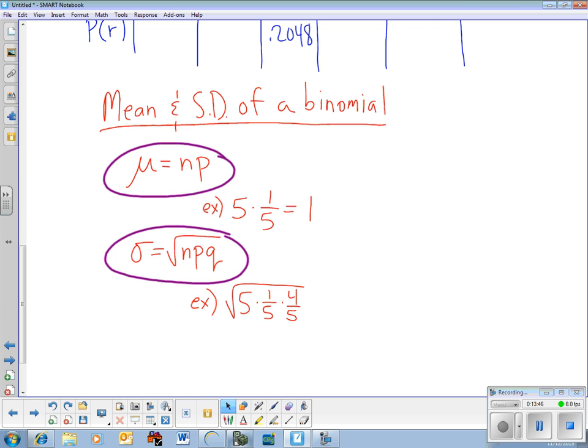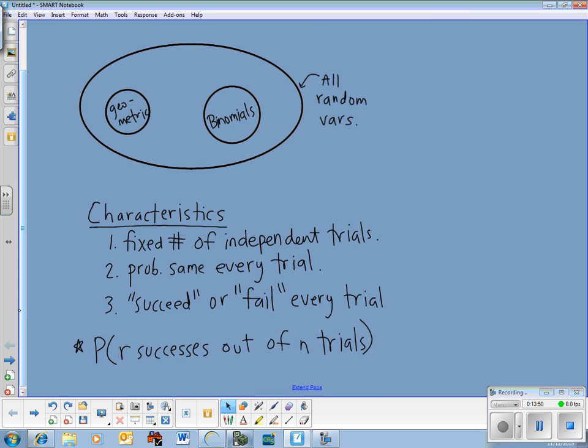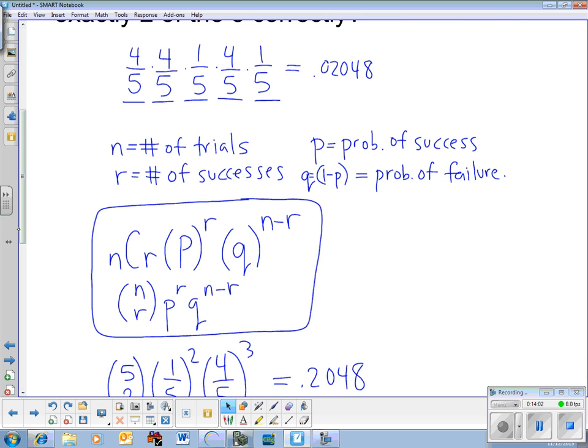All right, so that's it. This is binomial. We have a specific type of random variable where we are counting successes out of a fixed number of independent trials, and the formula of the day that you need to make sure you have is right here. All right, n choose r, p to the r, q to the n minus r, or binomial PDF NPR.